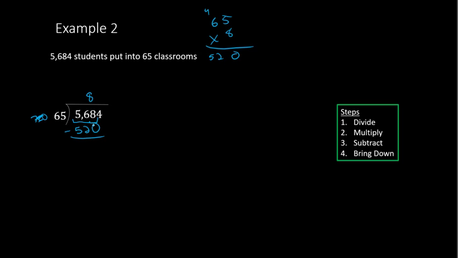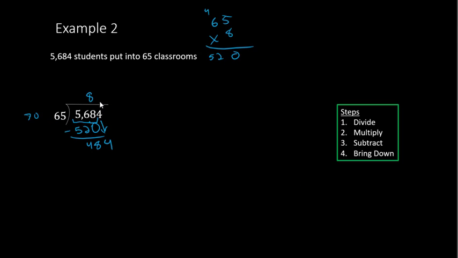If you subtract those numbers, that would give you 48. That works because 48 is smaller than 65, so we do have the correct number. Then we can bring down the 4 and repeat. Now we do 484 divided by 65.